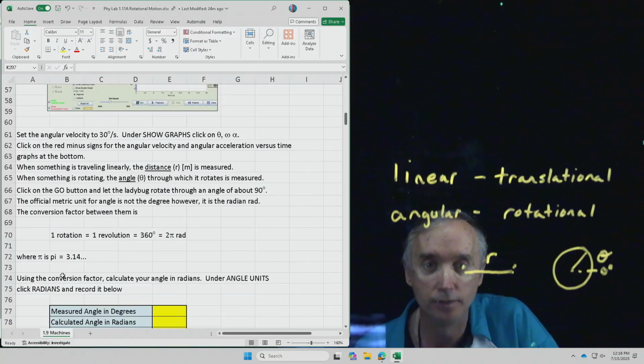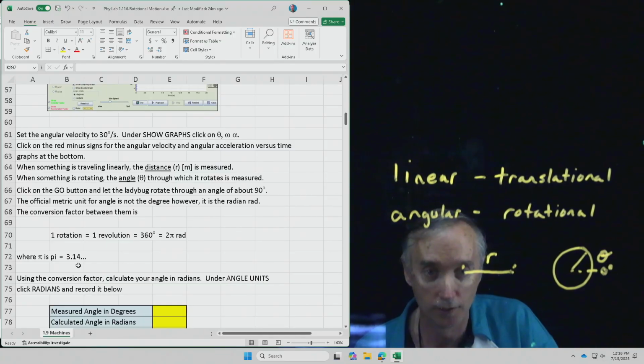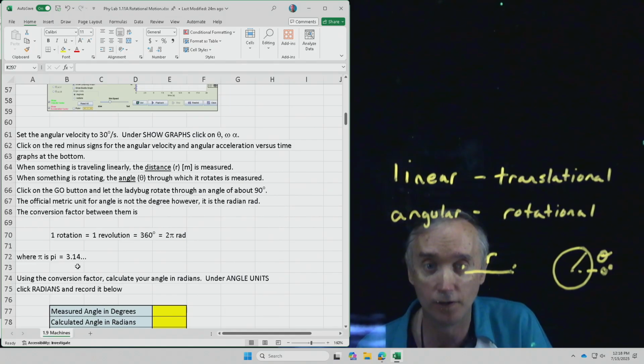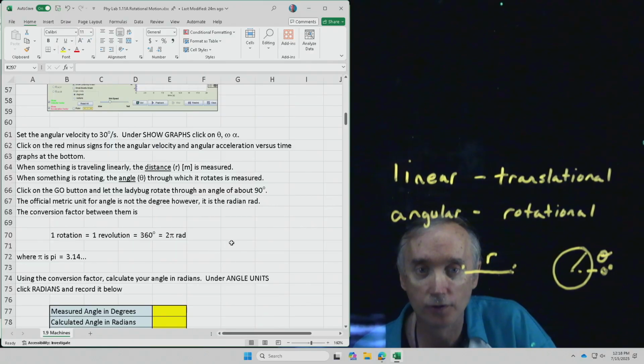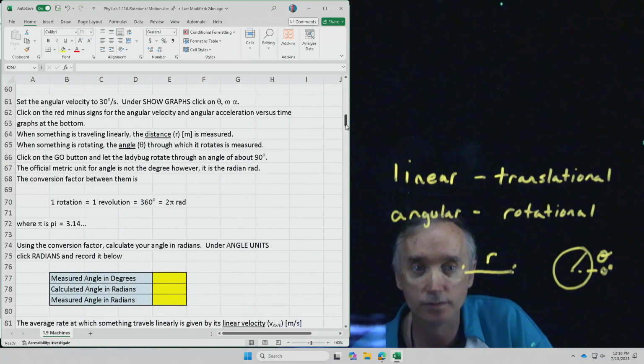And then pi is 3.14... because it's a number that doesn't repeat itself. It just goes on forever and ever. But if you go to 3 significant figures, use 3.14. So using the conversion factor, calculate the angle into radians.